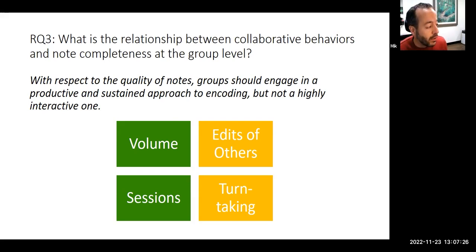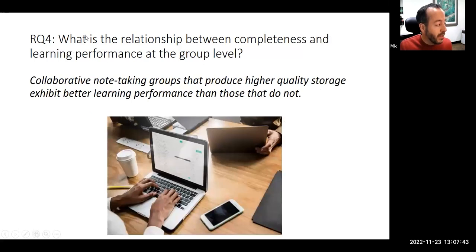If we want to make a great note-taking document, we should focus on writing a lot. We should focus on writing often, but not necessarily interacting with one another very much. We can use a divide and conquer approach if we want to make great quality notes. And lastly, what's the relationship between completeness and learning performance at the group level? Well, collaborative note-taking groups that produce higher quality storage, in other words, better notes, do better on exams than those who do not.